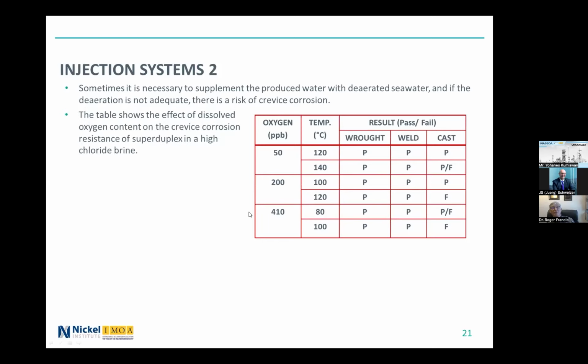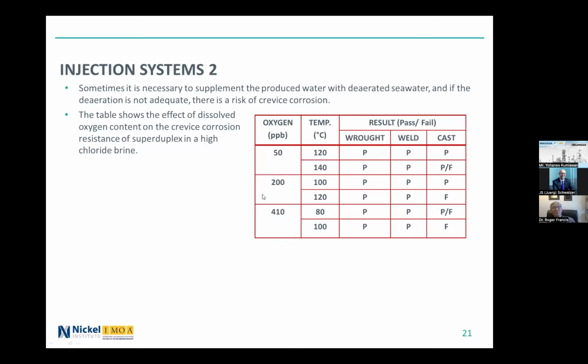So this table shows the effect of dissolved oxygen content in ppb on the crevice corrosion resistance of a super duplex stainless steel in a high chloride brine. And the high chlorides was about 100,000 milligrams per litre. And there was also 1 bar of CO2 to represent the fact that some CO2 has not been stripped out from the produced water. And what you can see here is that raw super duplex and welded super duplex showed no localized corrosion whatsoever. P's pass, F's fail, even at high temperatures, and up to 410 ppb of oxygen.